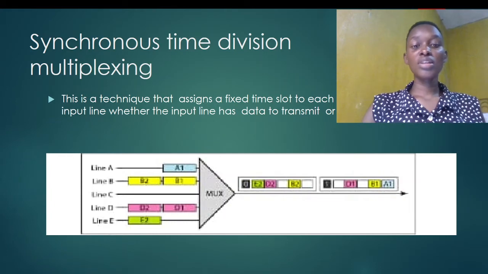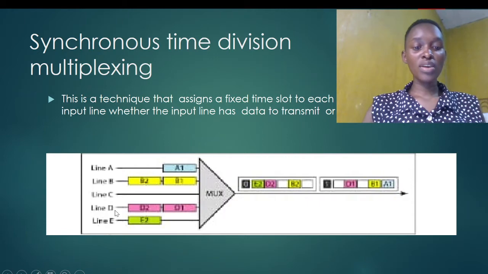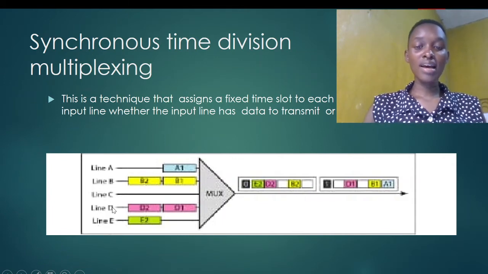In the synchronous time division multiplexing, we talk about the assignment of fixed time slots to each input line, whether it has data to send or not. Like we can look at my diagram here. I have input lines from A to E. Line A has only one data unit to send. Line C has nothing to send, and line E has one data unit to send also, but line B and line D have two data units to send.